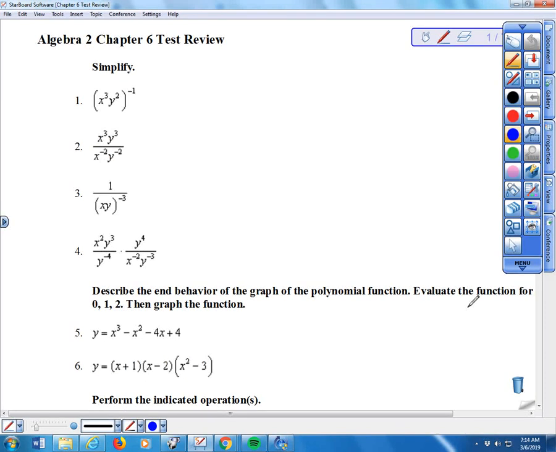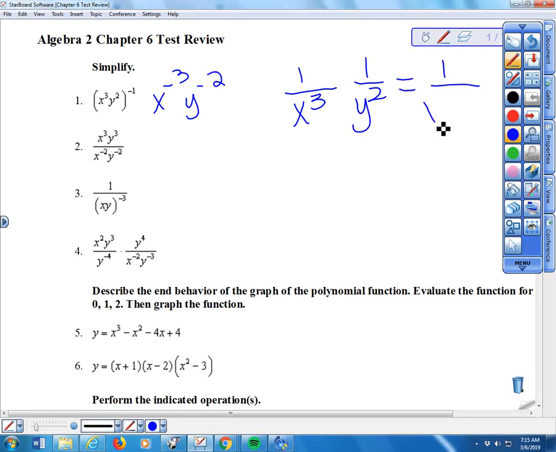First problem. X cubed y squared to the negative 1. We could do a couple of ways. We could go ahead and distribute the negative 1. And then remember what the negative means. So x to the negative 3 is 1 over x cubed. And y to the negative 2 is 1 over y squared. So this would be 1 over x cubed y squared.